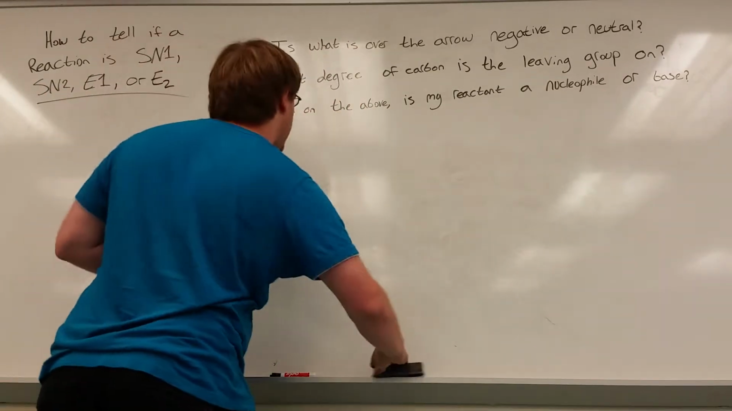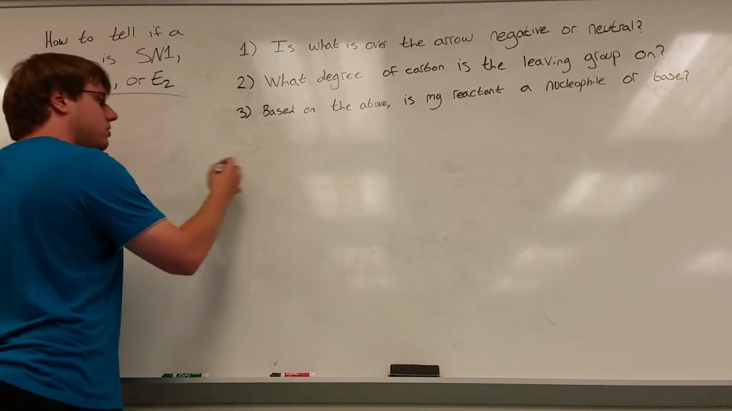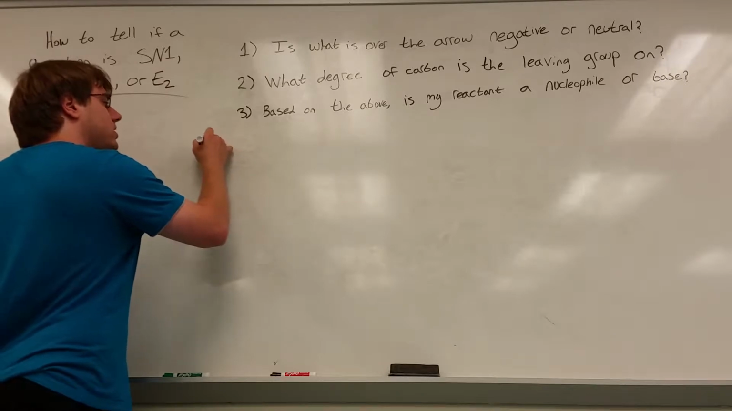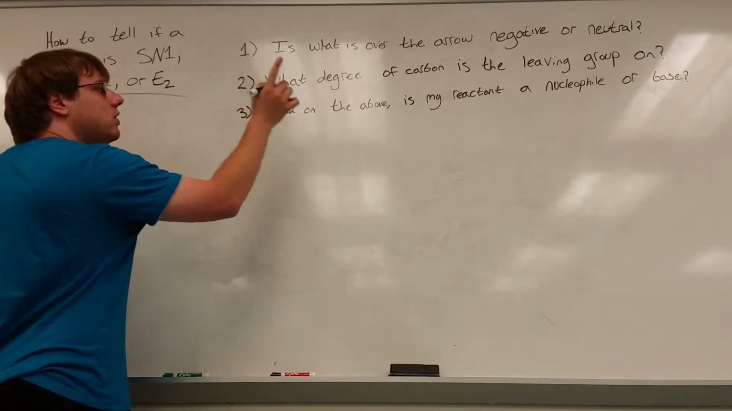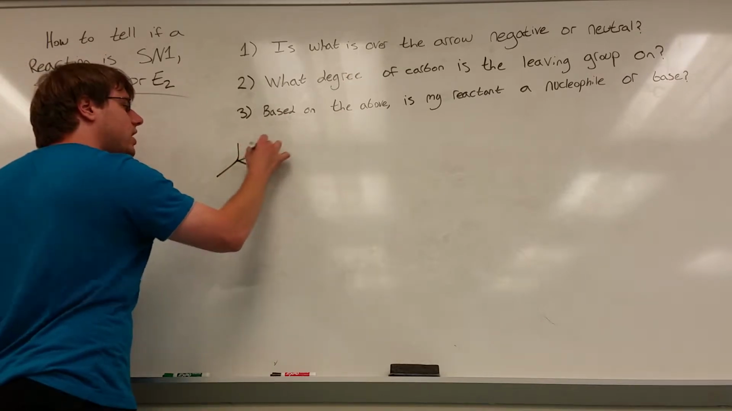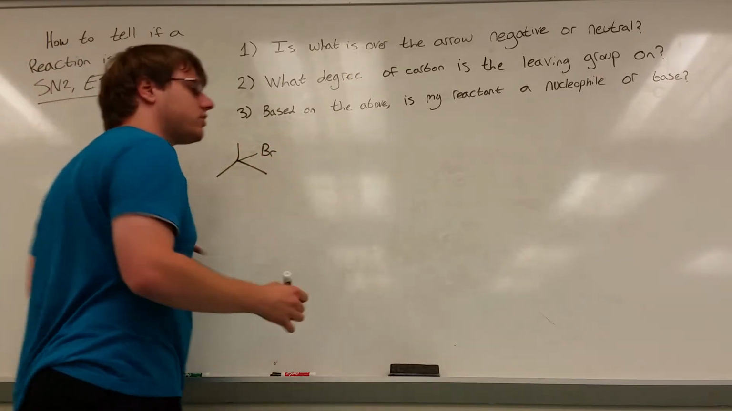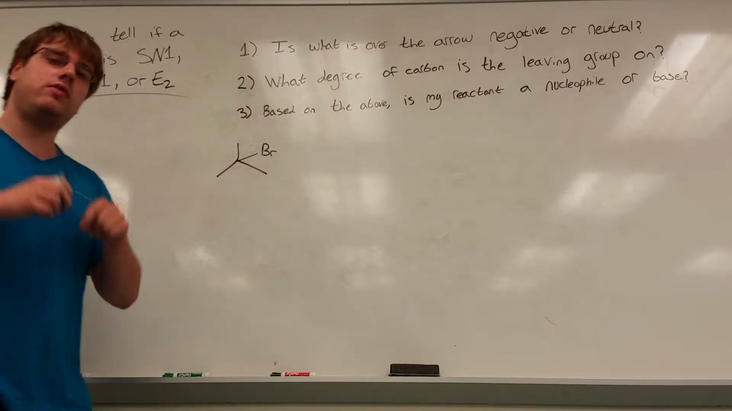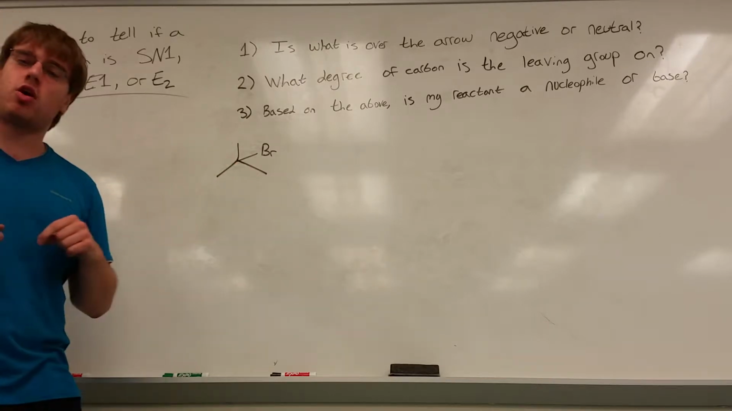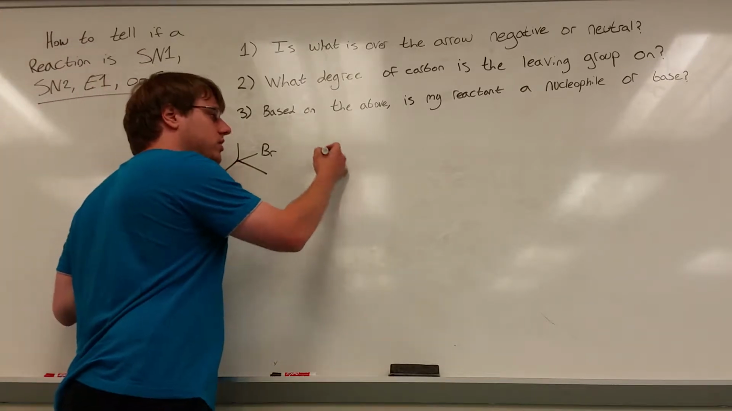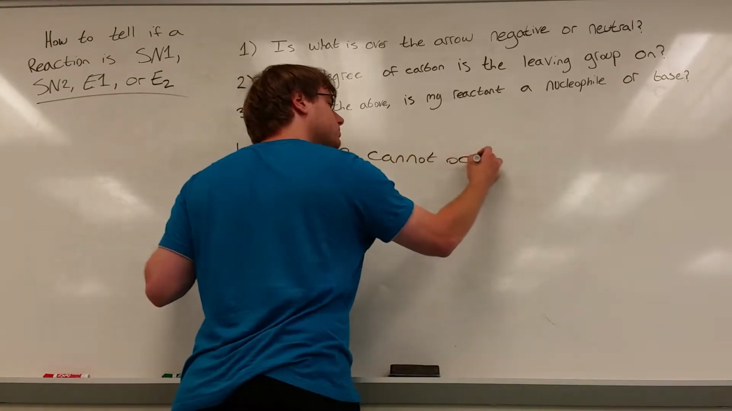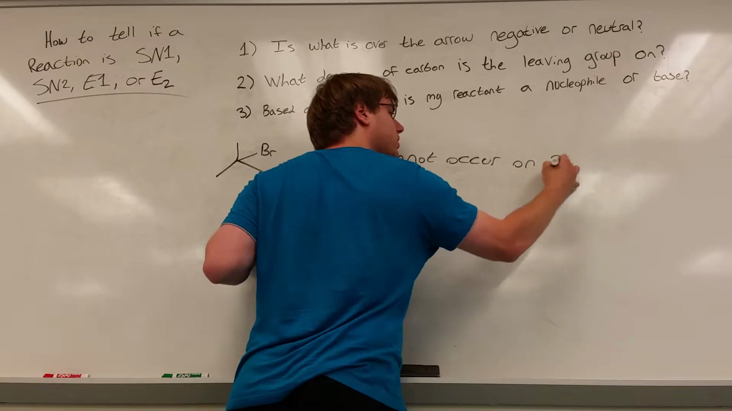So we see our reactant's negative, and now we're going to start figuring out, well, is it SN2 or E2? Now the first thing to point out is number 1. What degree of carbon is the leaving group on? We have taught you that SN2 reactions are super sensitive to steric hindrance. And what that means for you is if you have a leaving group on a tertiary carbon, meaning a carbon with 1, 2, 3 other bonds to carbon, it can never undergo SN2. SN2 cannot occur on tertiary leaving groups.